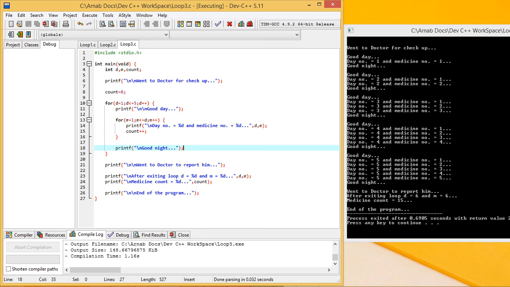So in this way, I think from this example, we are getting a crystal clear idea regarding the nested looping. Always remember, nesting of loops is allowed, but intersecting loops are not allowed, as we have demonstrated in our presentation.